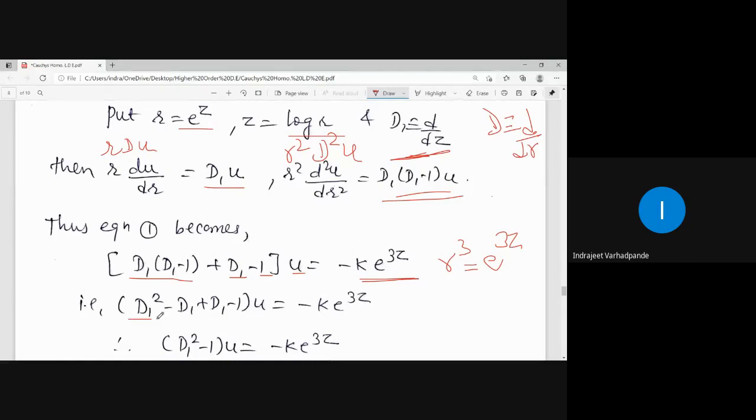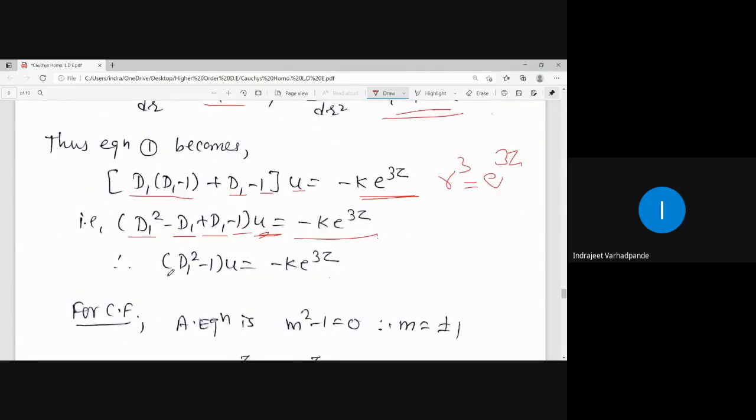So this becomes (D1 square minus D1 plus D1 minus 1) whole multiplied by u is equal to minus k e to the power 3z. D1 gets cancelled. We are left with (D1 square minus 1) whole multiplied by u is equal to minus k into e to the power 3z.